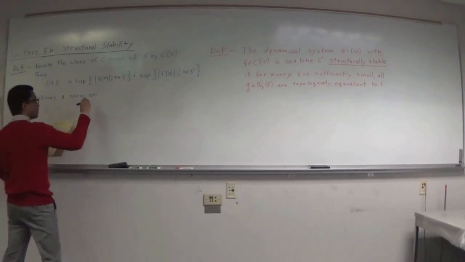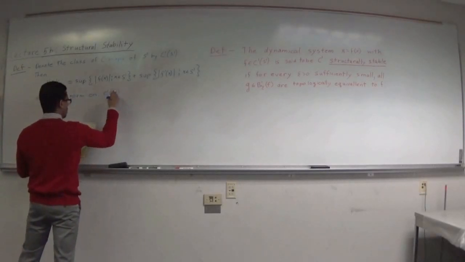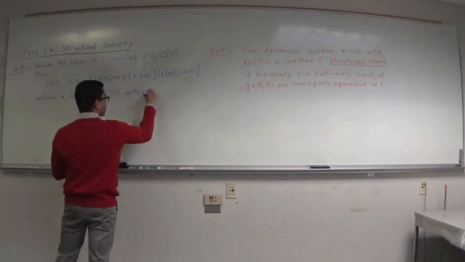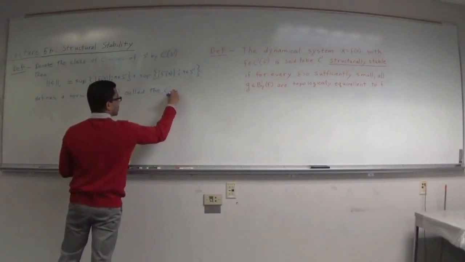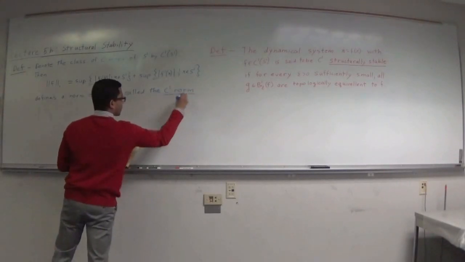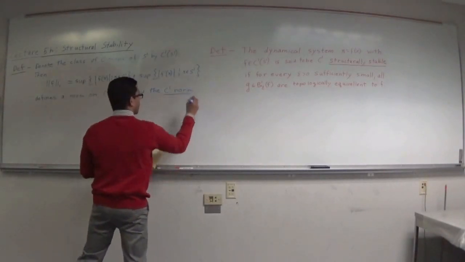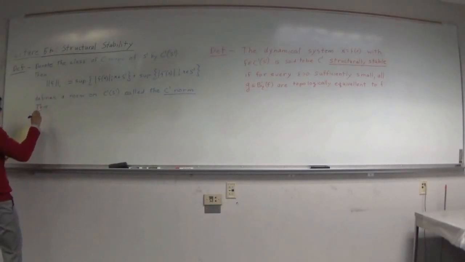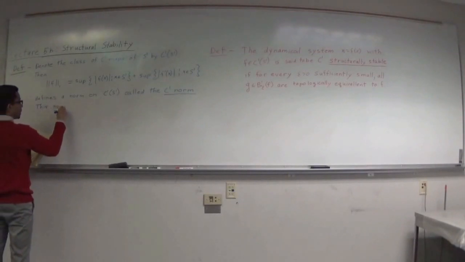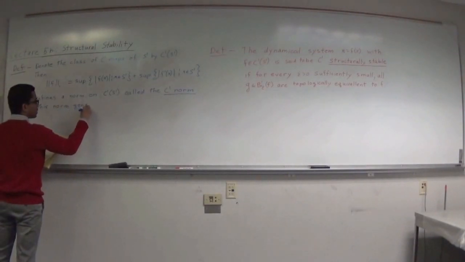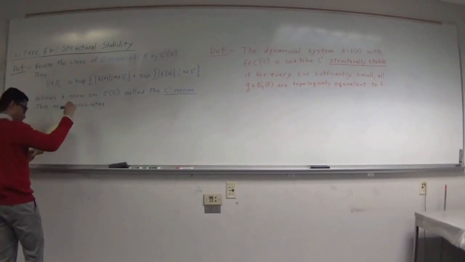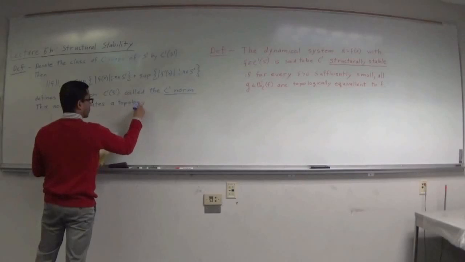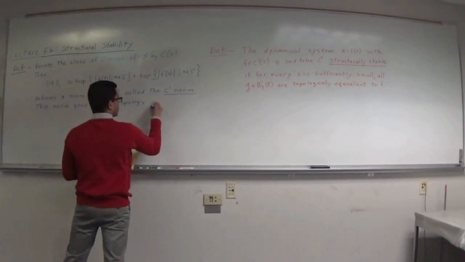This defines a norm on C1 of S1 called the C1 norm. So that's going to define that norm. And then we say further that this norm generates a topology called the C1 topology.